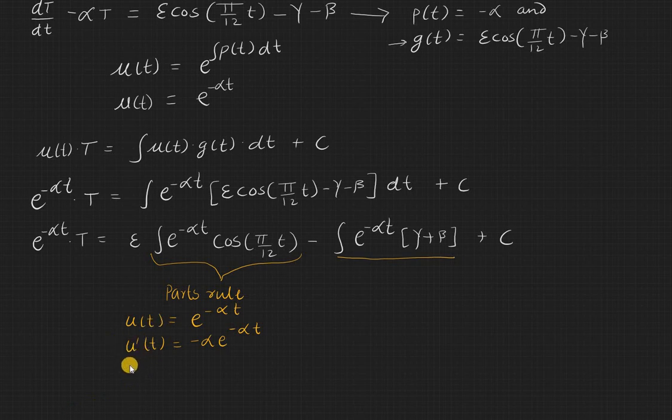The second term we can consider here is v of t, which is the cos term, and the integration of v of t is equal to 12 by pi, cos integration is sine, and then we have this term inside the bracket.